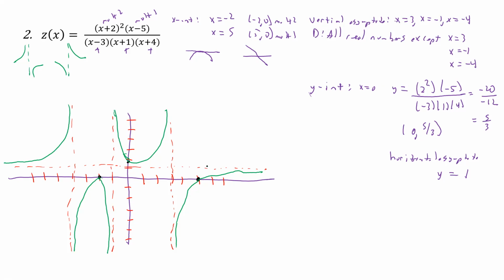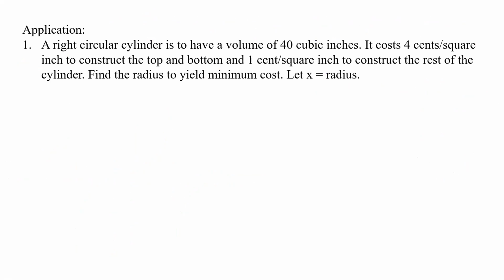Okay. So what do we have now? Applications. All right, so a right circular cylinder. So let's draw that first. Doesn't look the same, but that's okay. It has a volume of 40 cubic inches, so volume is equal to 40. X is the radius, so this is going to be our radius. Okay, so that's going to be the X, and we have some kind of a height. We don't know what the height is here.